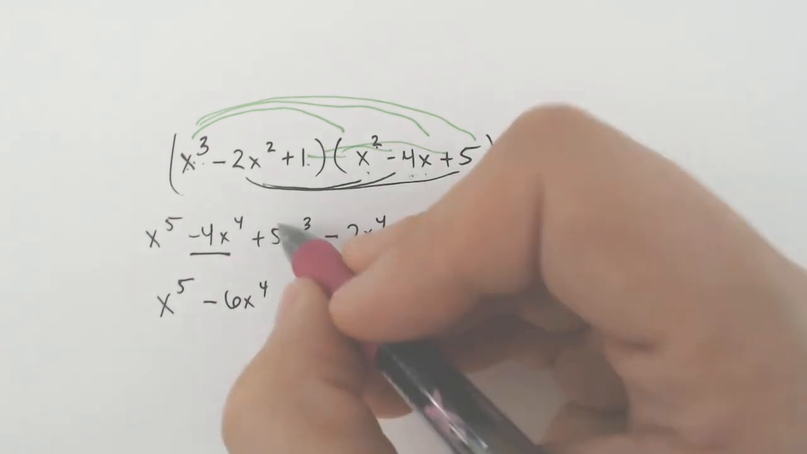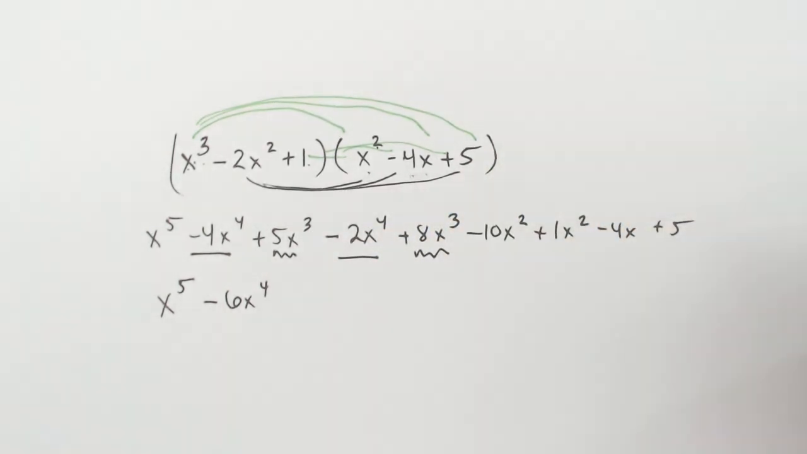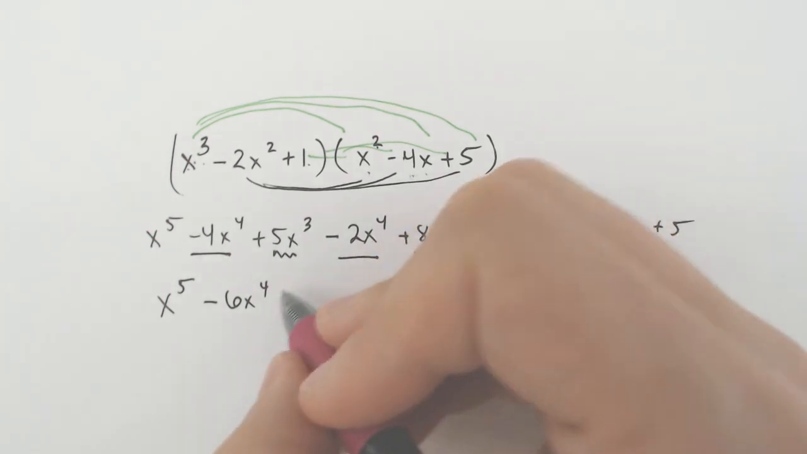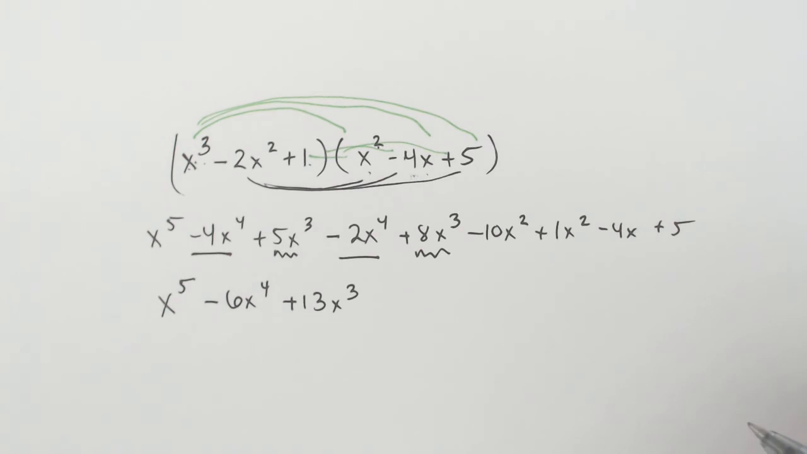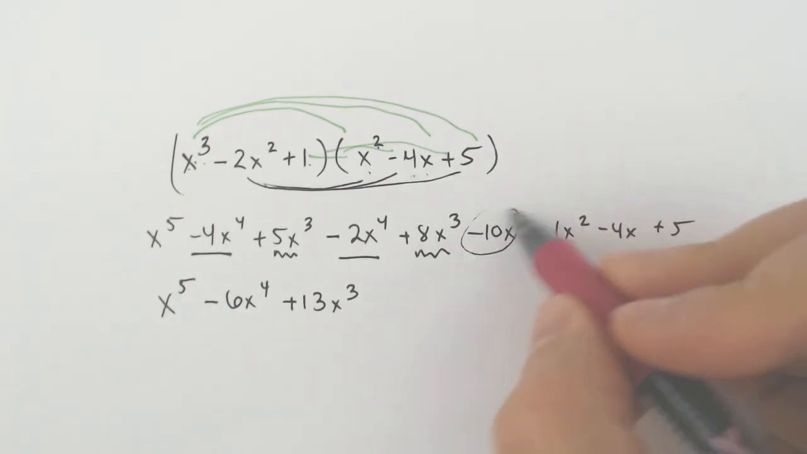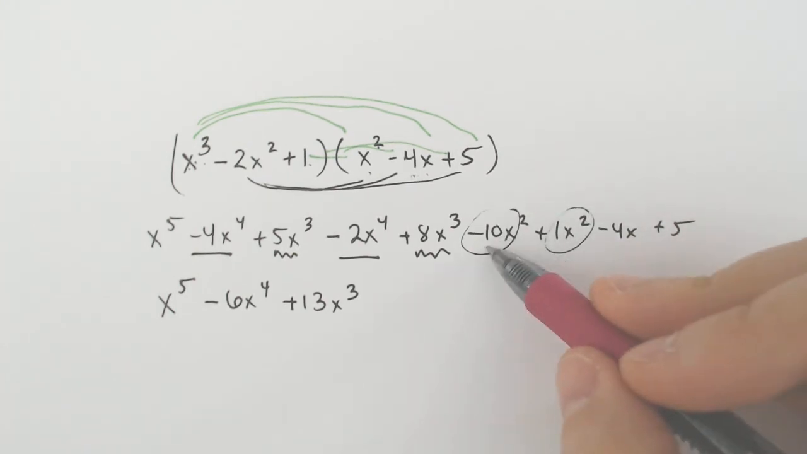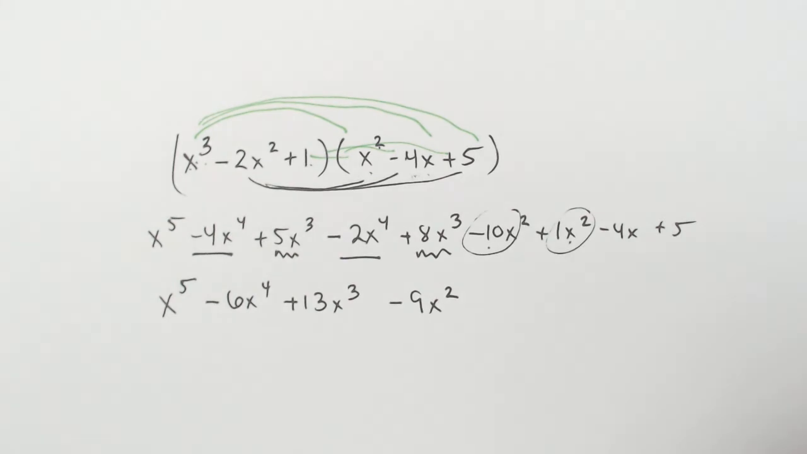And then we look at our 5x to the third. We got a 5x to the third here. We got an 8x to the third there. Those 2 combined. 5 and 8 make 13x to the third. And then we look at our x squareds. We got this x squared right here. And this x squared right there, negative 10 and positive 1 make negative 9x squared.